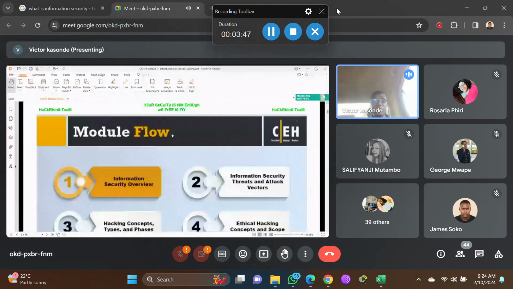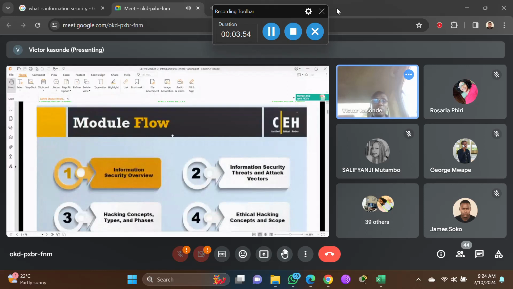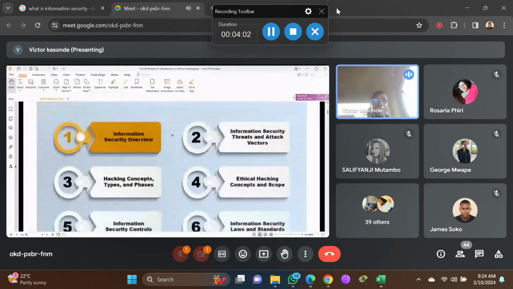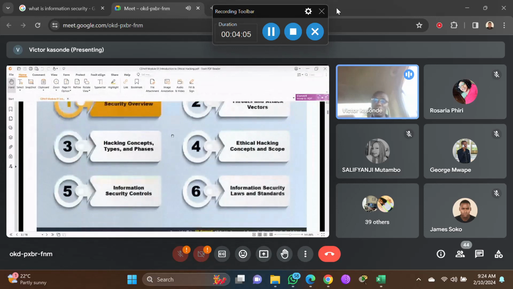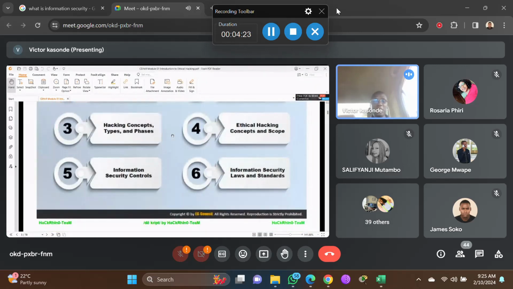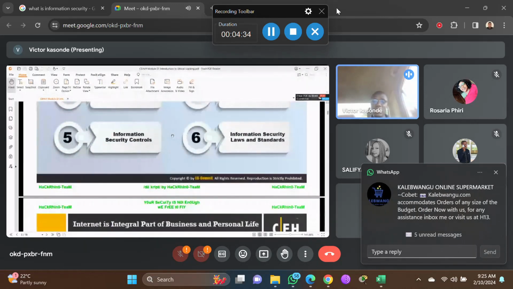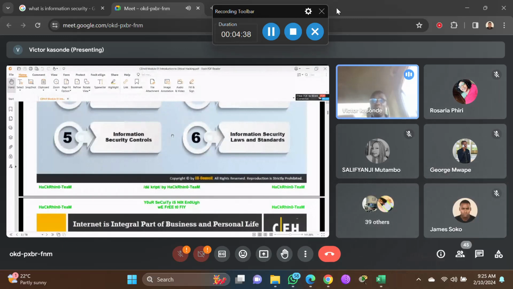What we are going to do is, if you check, we are talking about the same. This is the module flow. The way this module is going to flow is: information security overview, then information security threats and attack vectors, and hacking concepts. There are types of hacking and phases. And we are going to see ethical hacking concept and scope in this unit. And then information security controls, information security laws and standards. I said that when I was looking at the overview, so it's more or less like we are going through the same.